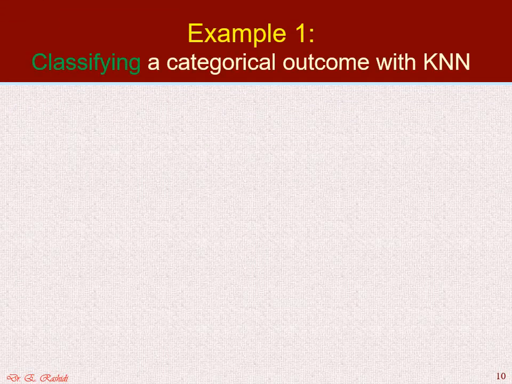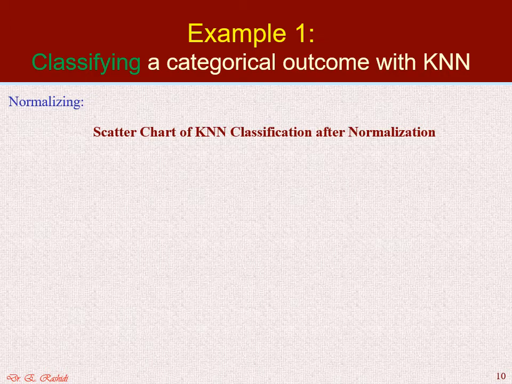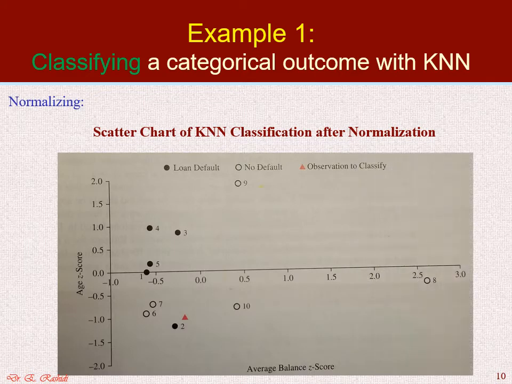The first thing that we need to do before applying the KNN algorithm in this problem is to normalize our data. So we have 10 observations in the training data set, and we have two feature variables: the average balance of the clients and their ages. So we need to find the average and standard deviation of these 10 observations based on these two features, and then use the z-score values instead. So we have done that here. We have found a z-score for all the 10 observations based on the two features, and we have plotted them on this scatter plot right here.